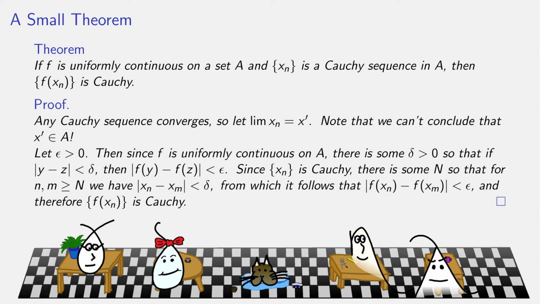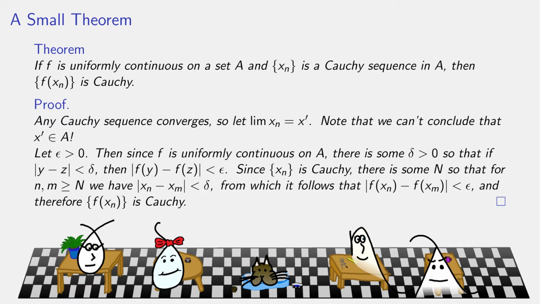But now I have 2 points in the domain, xn and xm, whose distance is less than delta. Because the function's uniformly continuous, and we have delta and epsilon related as such above, since 2 points in the domain are delta close, it follows that their points in the range are epsilon close. So since f of xn and f of xm are guaranteed to be less than epsilon apart in the range past this index, that means f of xn is Cauchy. So since we got xn Cauchy implies f of xn Cauchy, that's the theorem.